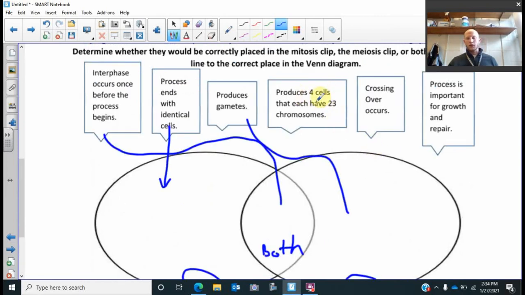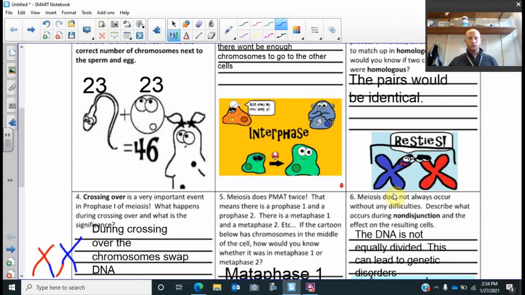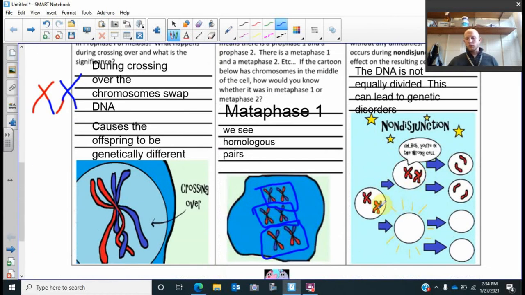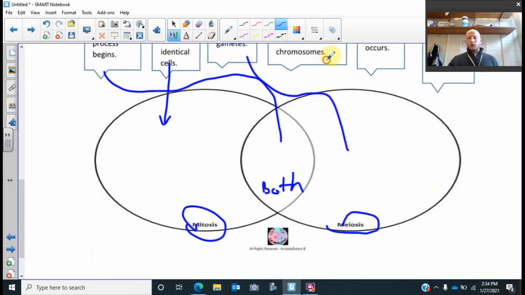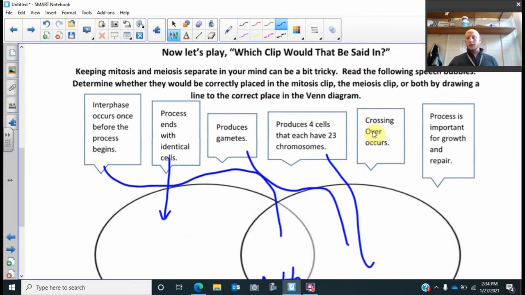Produces 4 cells that each have 23 chromosomes. Yes. Meiosis, we start with 1, and we end up with 1, 2, 3, 4. And this is non-disjunction, right? If we didn't have non-disjunction, then this guy wouldn't be in here, this wouldn't be in here, and instead they would be right here and right here. That way they all have the same amount of chromosomes. Okay. So yes, results in 4 chromosomes that are not identical.